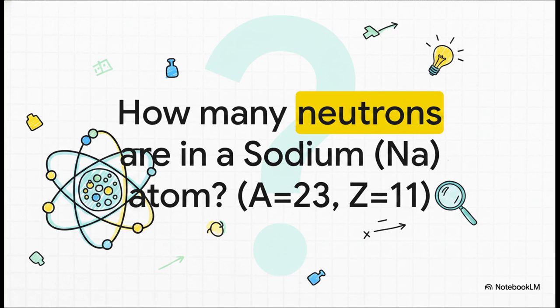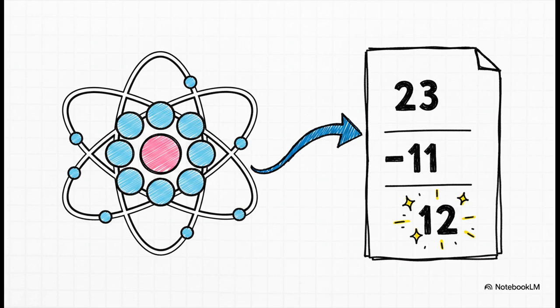Okay, you think you've got it? Let's do a quick check. Here's a sodium atom. Using that little rule we just learned, how many neutrons does it have? Go ahead and pause here if you need a second to figure it out. So how'd you do? You just take that mass number, 23, subtract the atomic number, 11, and you get 12. So a sodium atom has 12 neutrons. If you got that, you're on the right track.